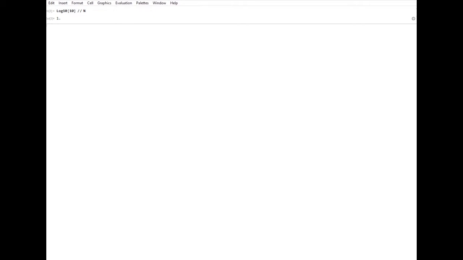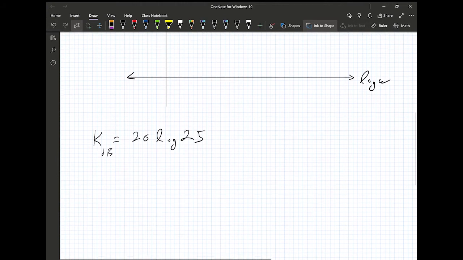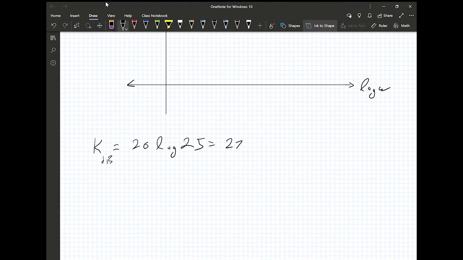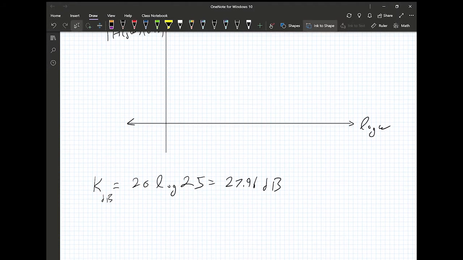So what I'm trying to find now is 20 times log to the base 10 of 25. When I do that and turn this into a numerical value, I get 27.958. So that's the value of the constant gain in dB. We know this is equal to 27.96 dB.